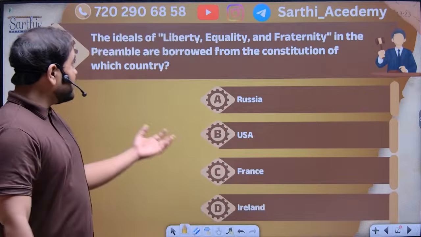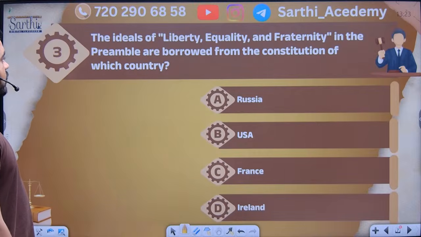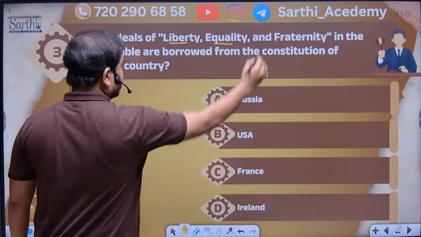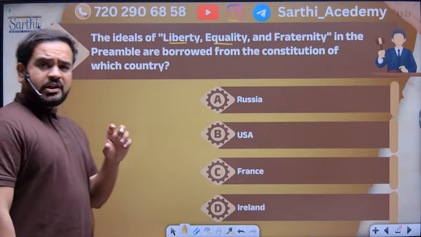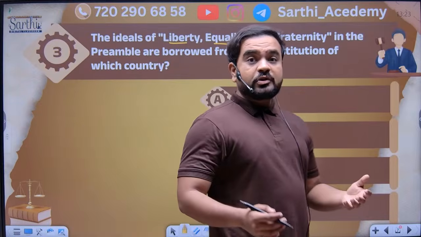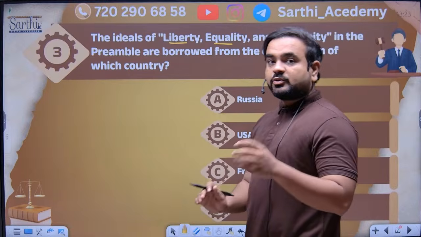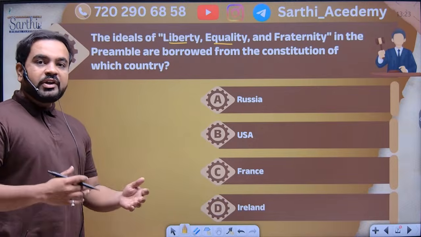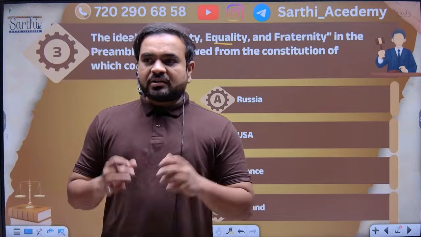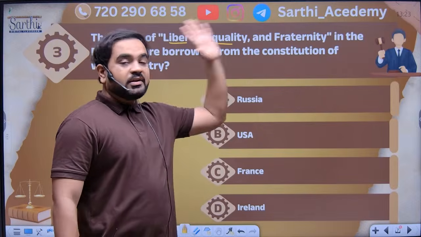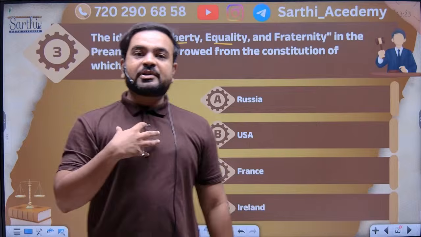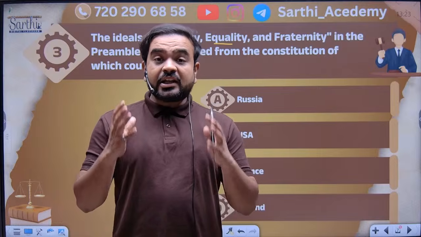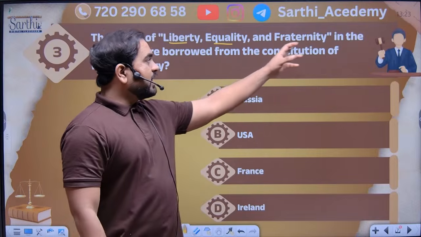Okay, now please answer question number 3. The ideals of liberty, equality and fraternity. Liberty, that means in Gujarati or in Hindi you can say swatantrata. Equality, samanata. And fraternity, in Gujarati we say bandhuta. In Hindi also we say bandhuta. Bandhuta, that means we all are one brotherhood. The concept of brotherhood actually lies in the name fraternity. That means you are my brother, I am your brother. So that concept of brotherhood, that emotion of brotherhood is known as fraternity.